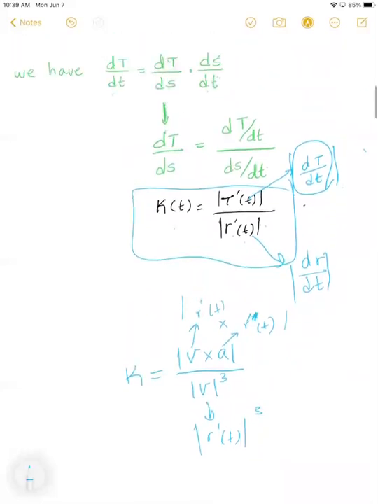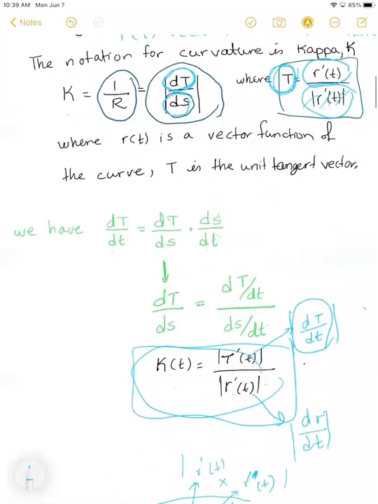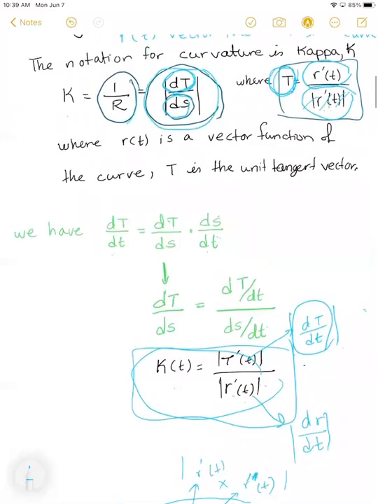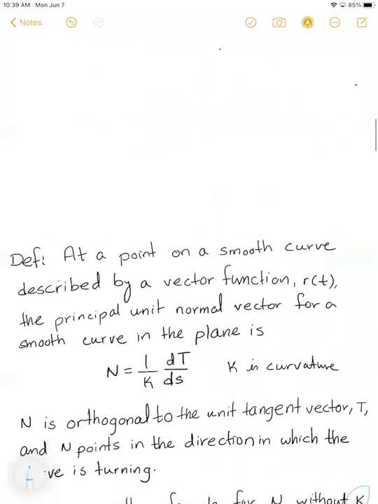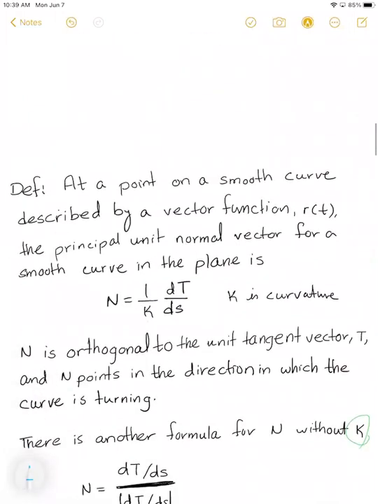So there are four formulas. One formula here, another one here, another one here, and another one here. And they all give the same value. It depends on what we have or which one is easier to use for a particular problem.